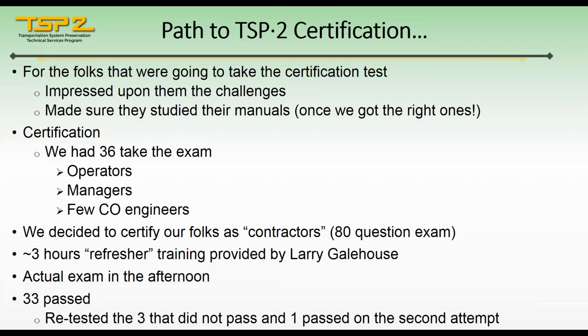So when we got the initial results back, 33 had passed, and that really amazed us that we did that well. Of the 3 that didn't pass, this was in April, so we were just getting ready to start chip seal season. Those guys got busy, so we brought them back after chip seal season, I think October. I did another refresher training just with those 3 guys, and then we took the test. One of those guys was able to pass the second time around, and 2 could not. So out of 36, we only had 2 at the end that weren't able to pass.